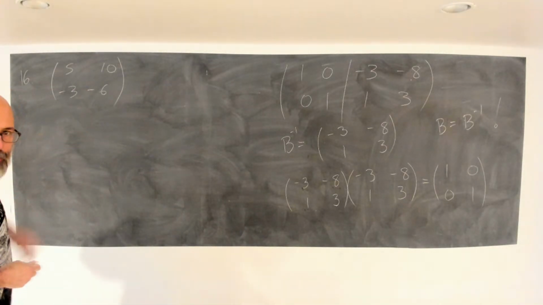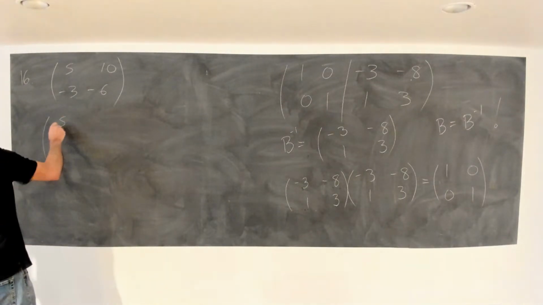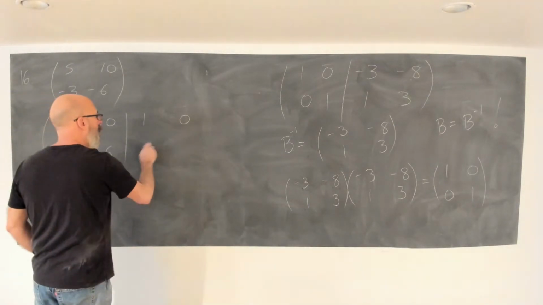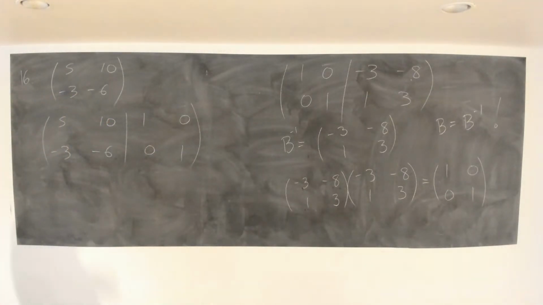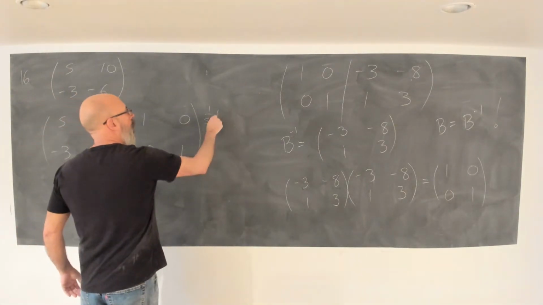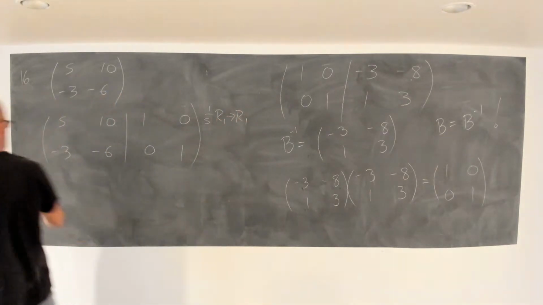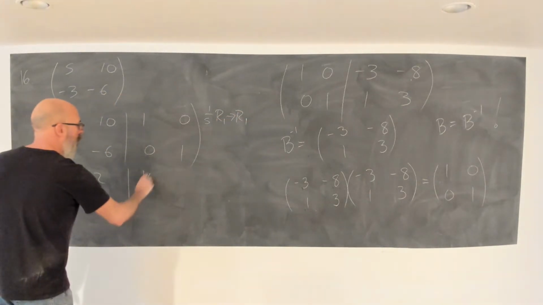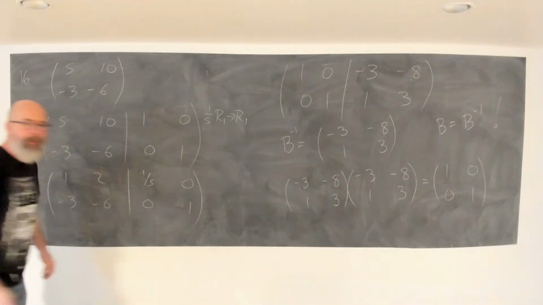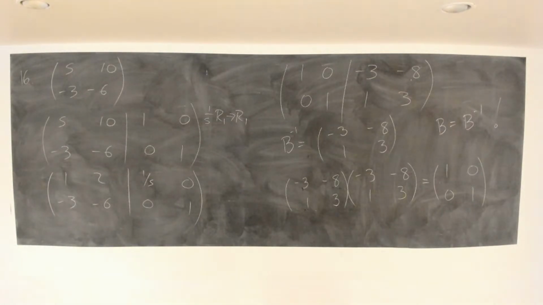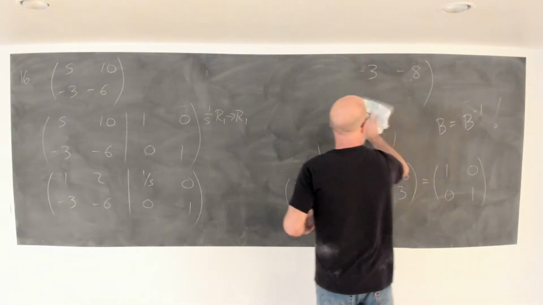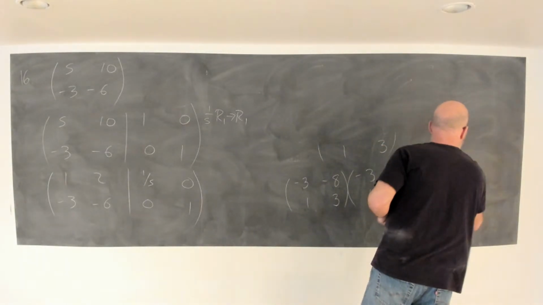So Sophie is suggesting that this one has no solution, and you're absolutely right. We're looking for the inverse. So we would augment by the identity and row reduce. Maybe let's divide by 5 here. 1/5 row 1 for row 1: 1, 2, 1/5, 0. And as we suggested, a matrix has an inverse if and only if you can row reduce it to the identity, right?